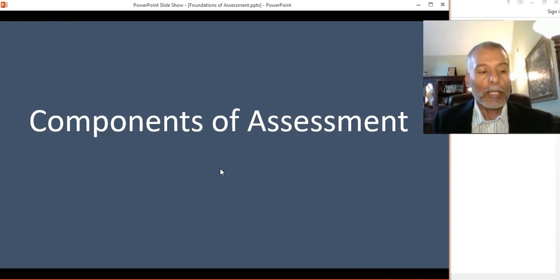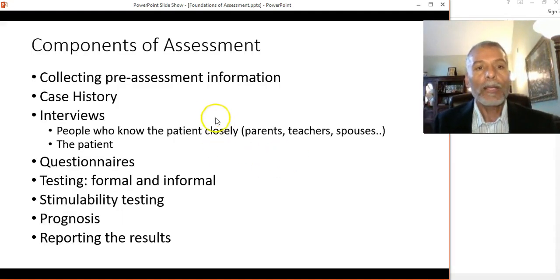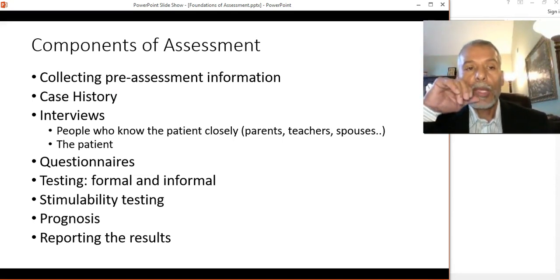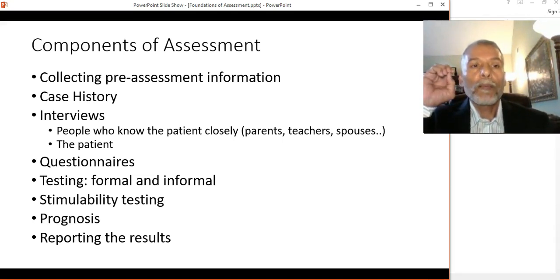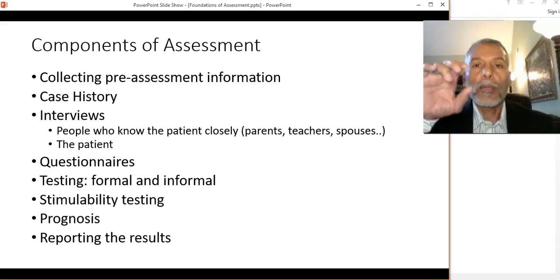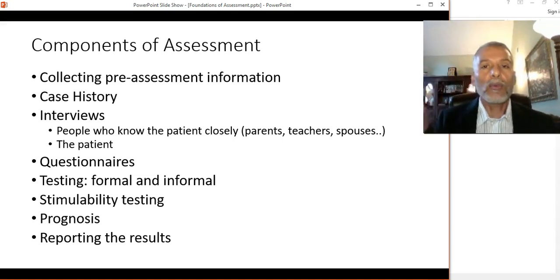So, components of the assessment: what does the assessment consist of? Number one, it involves collecting information about the patient or the client before you see him or her. You get a case history. You interview the parents or the caregivers, the husband or the wife, or whoever has an intimate knowledge, a good knowledge of the person's performance. And then you interview the patient at the beginning of your evaluation.